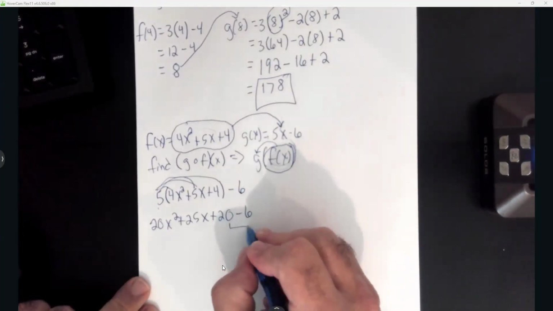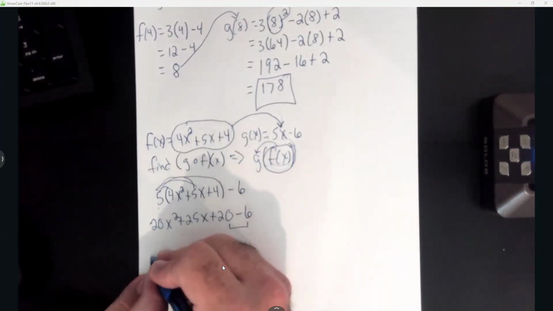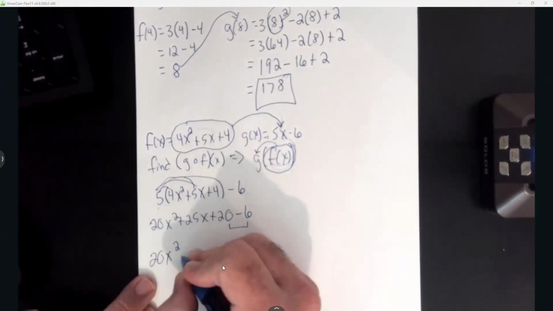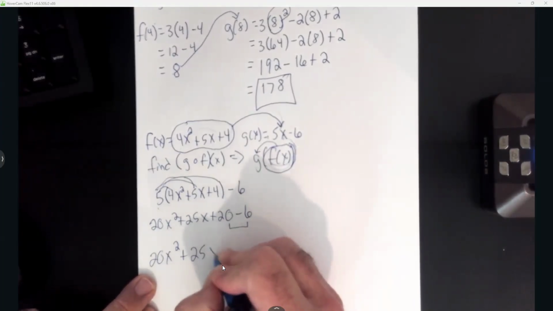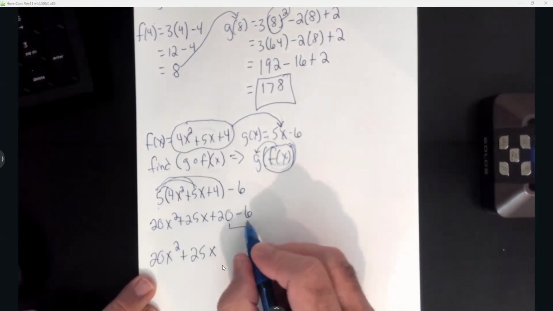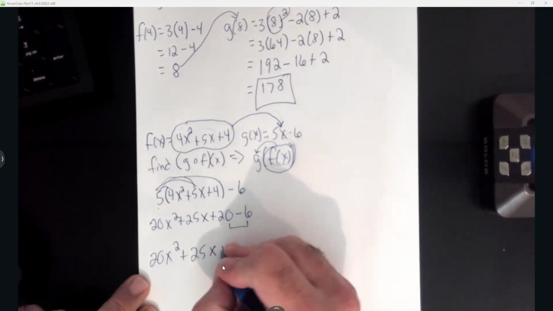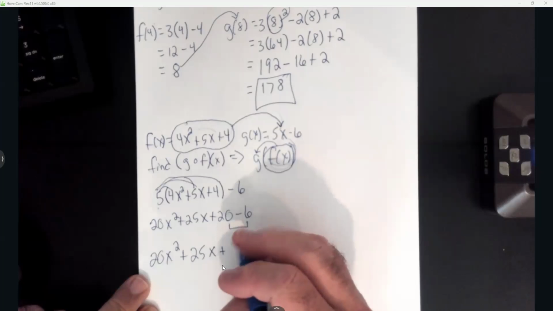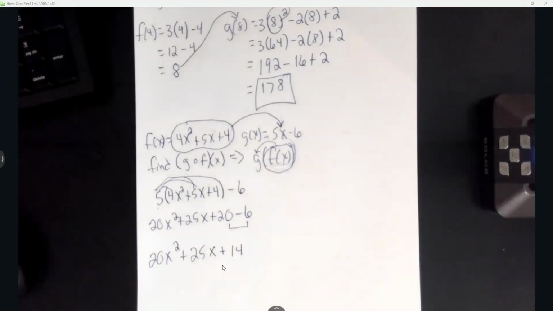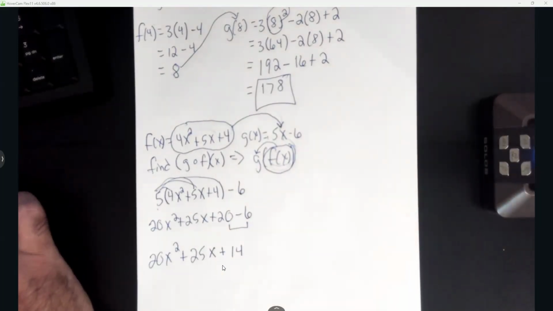And y'all look at that, like terms. So 20x squared plus 25x. 20 minus 6 is what's that? Positive 14. There you go. All right, y'all. So that's what we're looking for on that one.